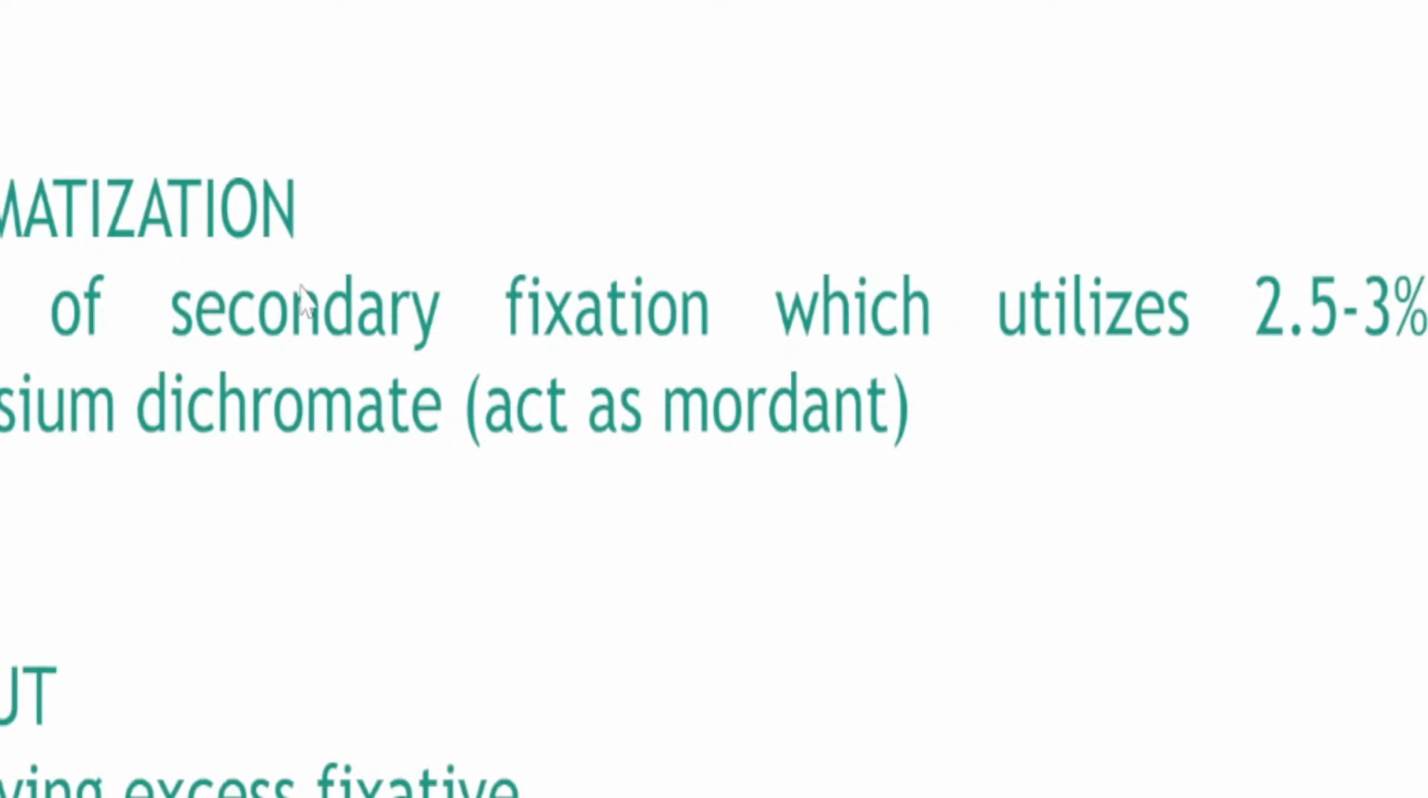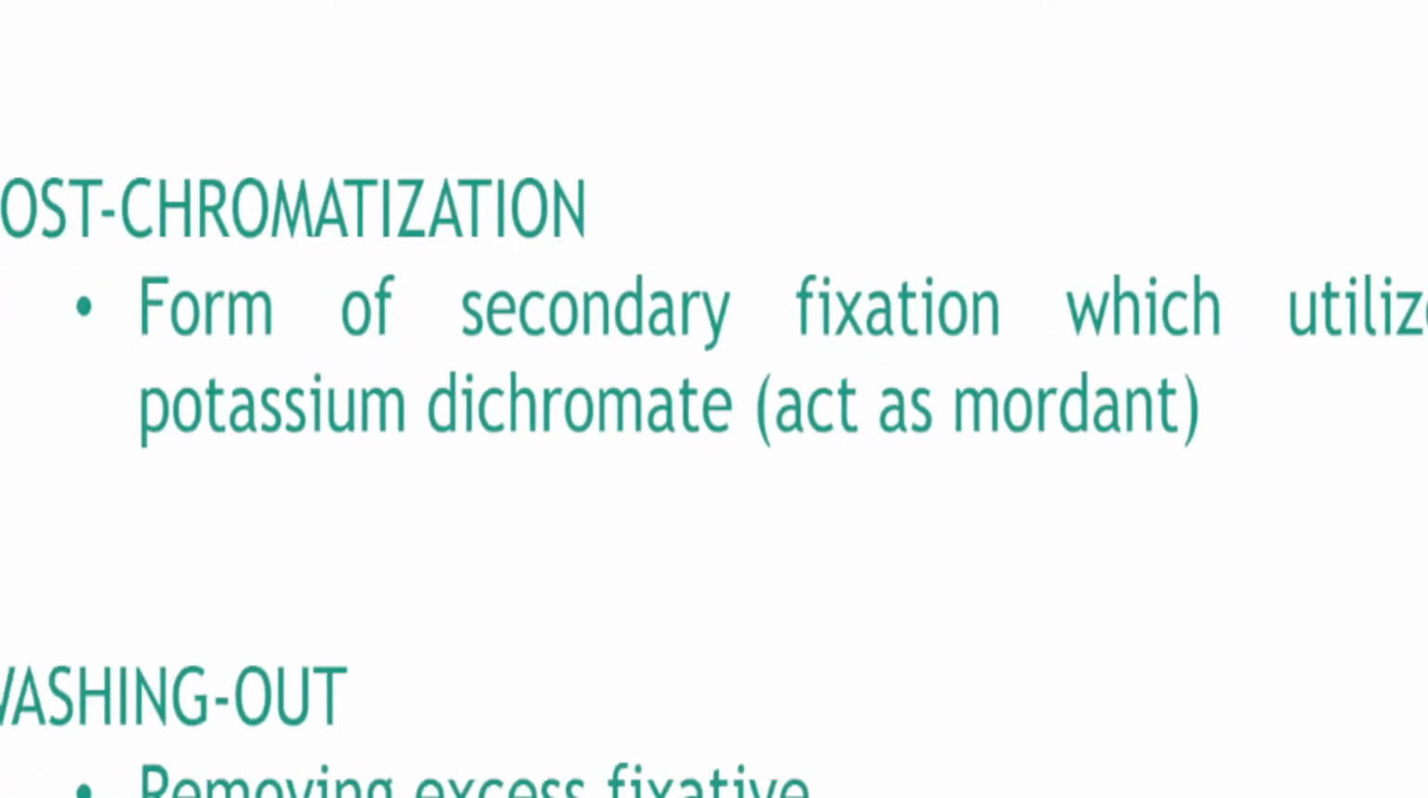Post-chromatization is a form of secondary fixation which utilizes 2.5 to 3% potassium dichromate as a mordant. Sir, there's also a mordant in histopathology? Yes. You'll hear that word over and over again once we discuss staining. Washing out is removing excess fixatives. You can either use water or just tap water, or you could use 50 to 70% alcohol and alcoholic iodine.